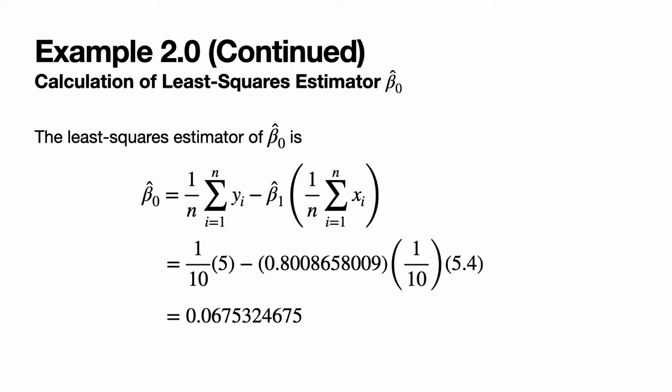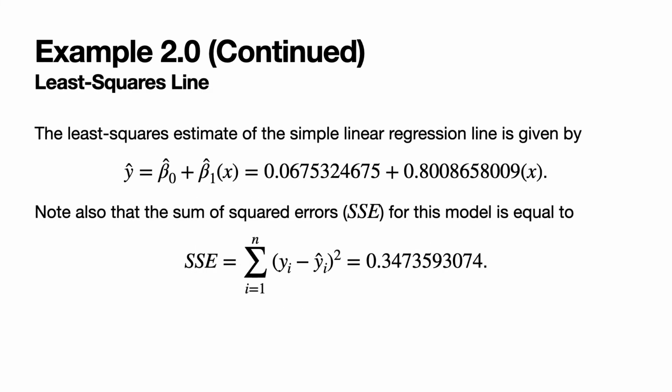Finally, once we have beta 1 hat, we can plug its value into the formula for beta 0 hat. Doing that, along with plugging in the other necessary summary statistics, we get a value for beta 0 hat of 0.0675324675. So the least squares estimate of the simple linear regression line is y hat equal to beta 0 hat plus beta 1 hat times x, which is equal to the expression shown here with those values for beta 0 hat and beta 1 hat plugged in.